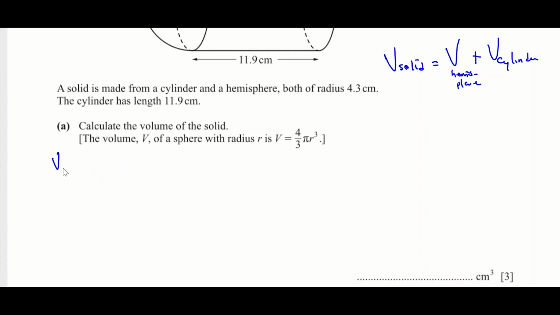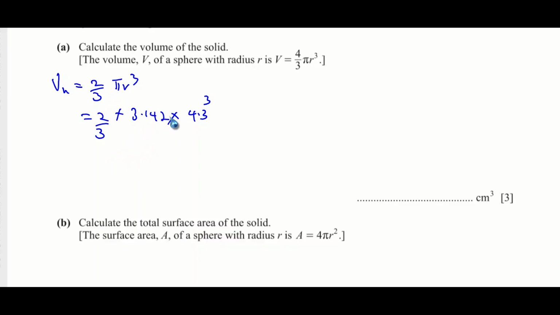Volume of the hemisphere: this is the volume of a sphere, so we need to divide it by 2. That will be the volume of the hemisphere. So we have 2/3 pi r cubed. This will be equal to 2/3 times 3.142 times the radius, 4.3 cubed. No need to waste time. So this will be equal to 166.54 centimeters cubed.